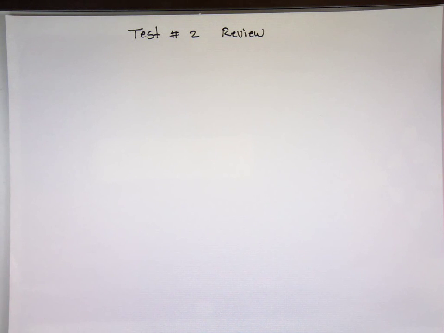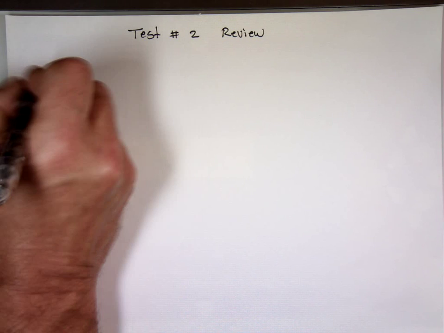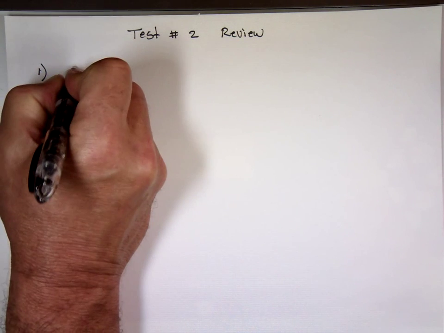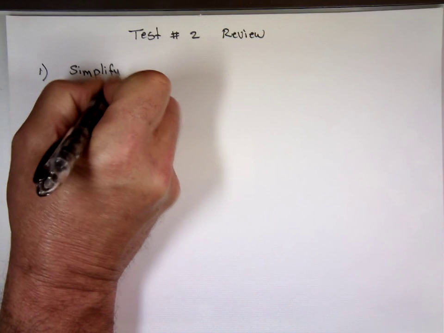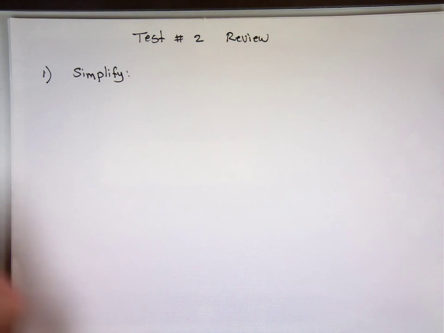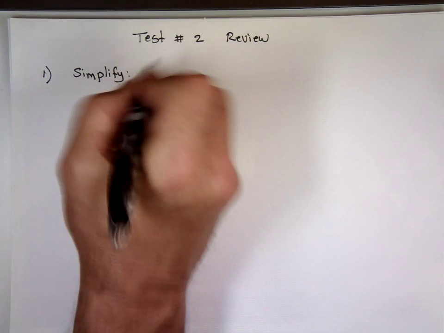Now, test 2 here actually covers only chapter 7. So if you look at the chapter 7 review, that should be similar to this. But I'll do a few examples. Simplify. These are some questions I gave up in the past on test number 2. Simplify.